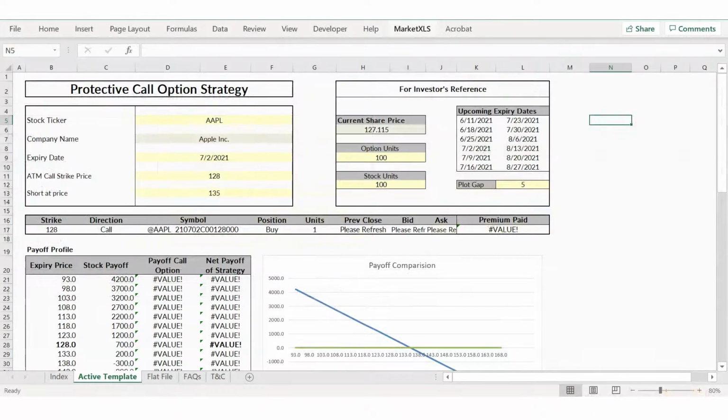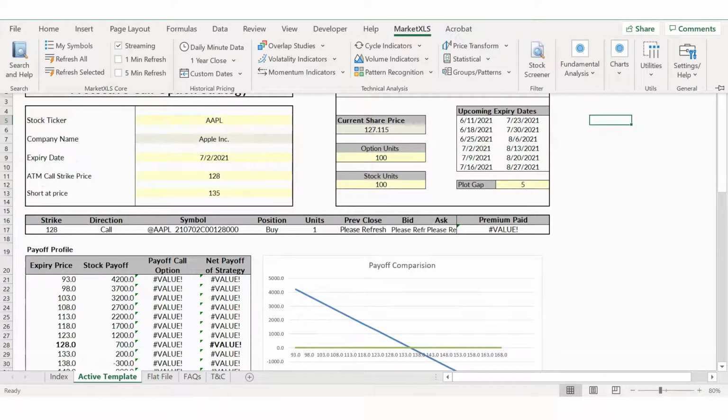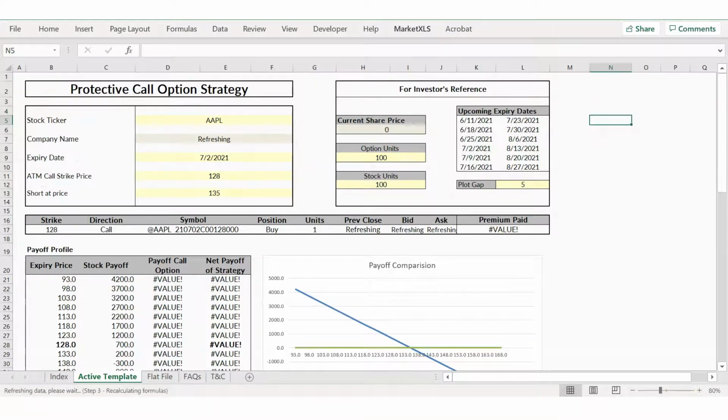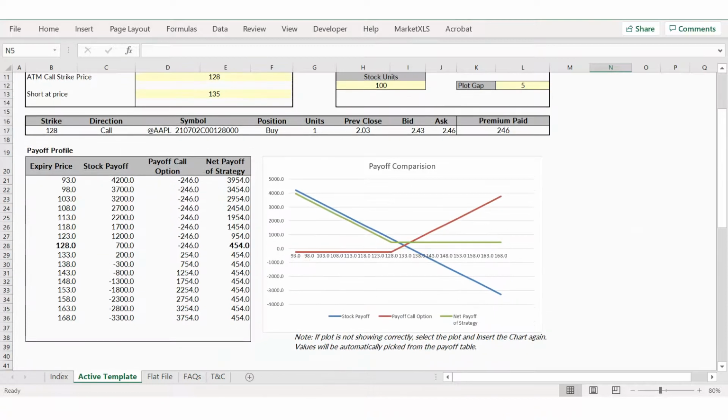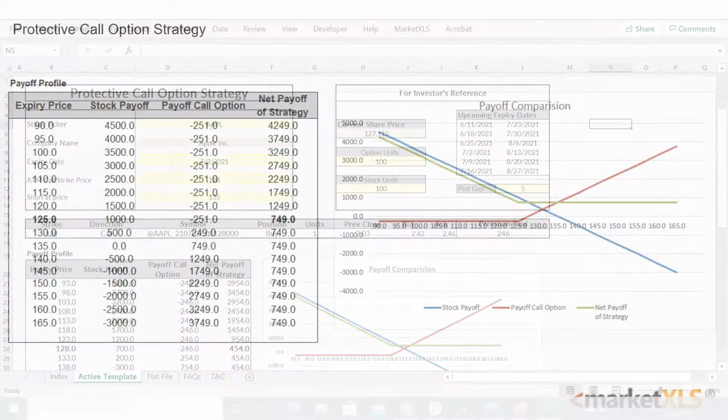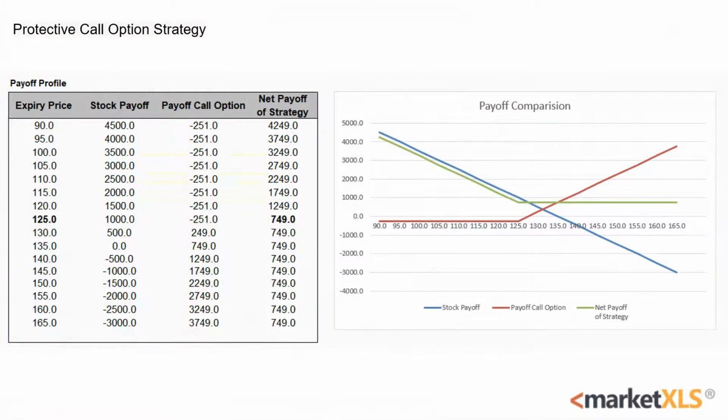MarketXLS has many templates just like the protective call one you see here, and it refreshes all the data when you click on the Refresh All button. A payoff schedule and a payoff diagram are available in the template too. They can be used to analyze the maximum gain, loss, and break-even.